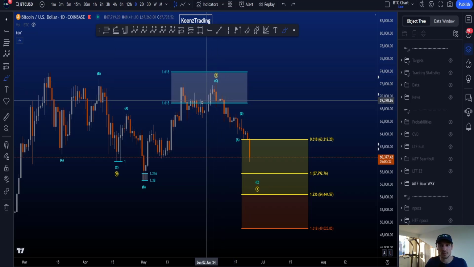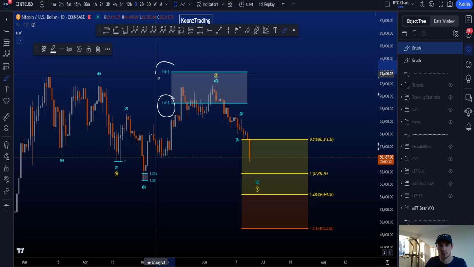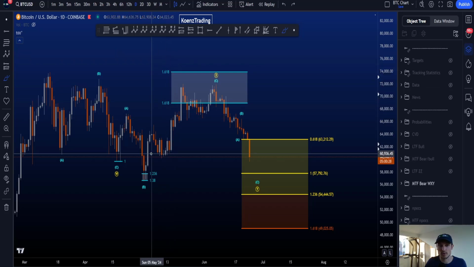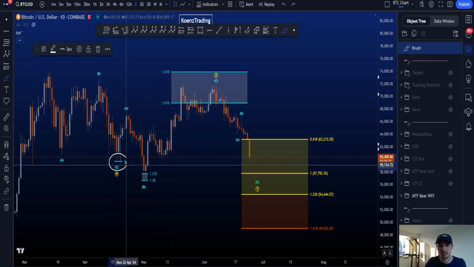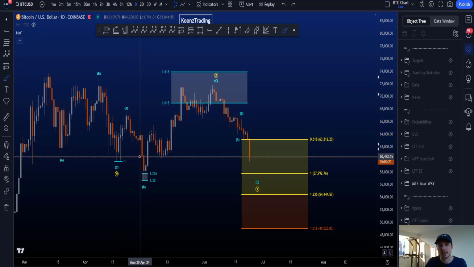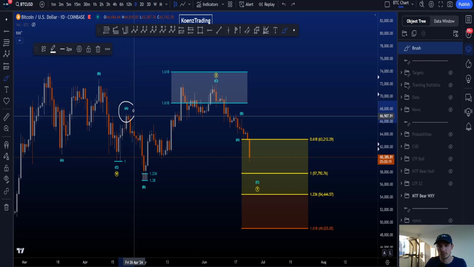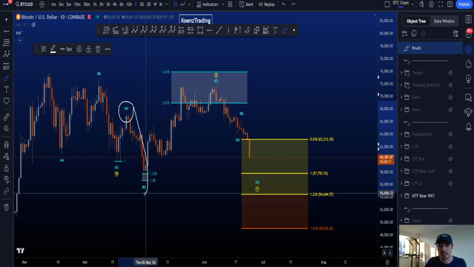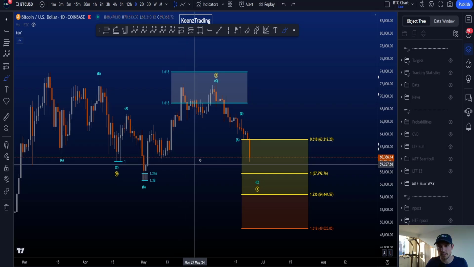The common target for your wave C is between the two 1.618s. One 1.618 is taken with a trend-based fib extension from the low to the high of A to the low of wave B, and the other one is a normal Fibonacci pull starting at the high of your wave A to the end of your wave B.